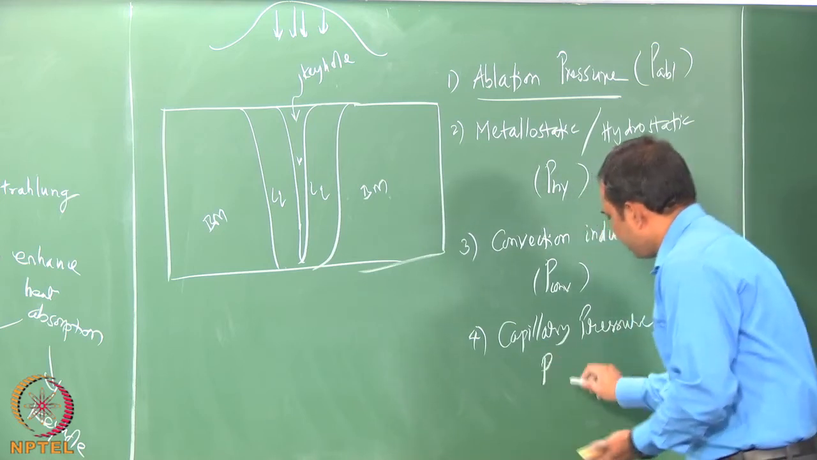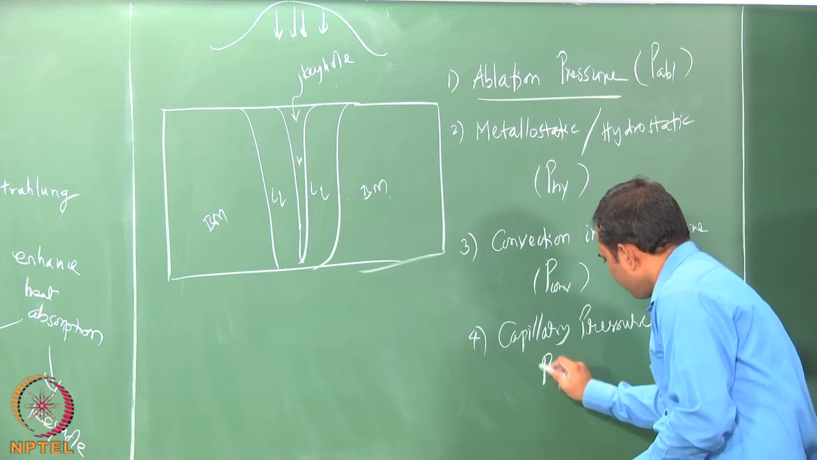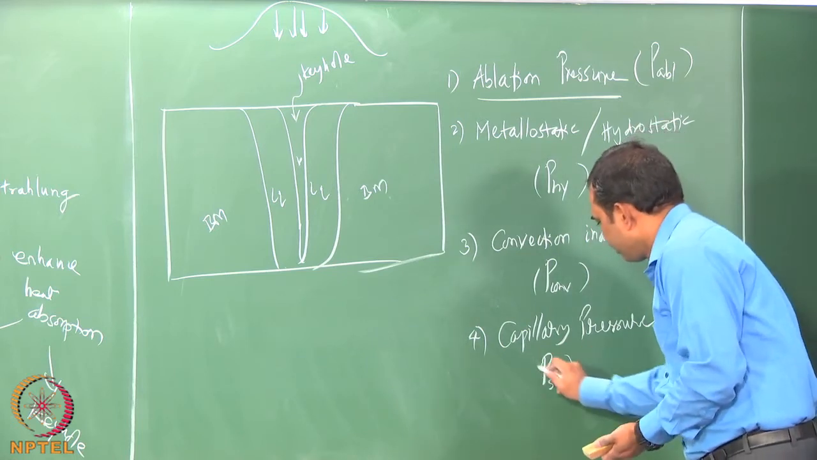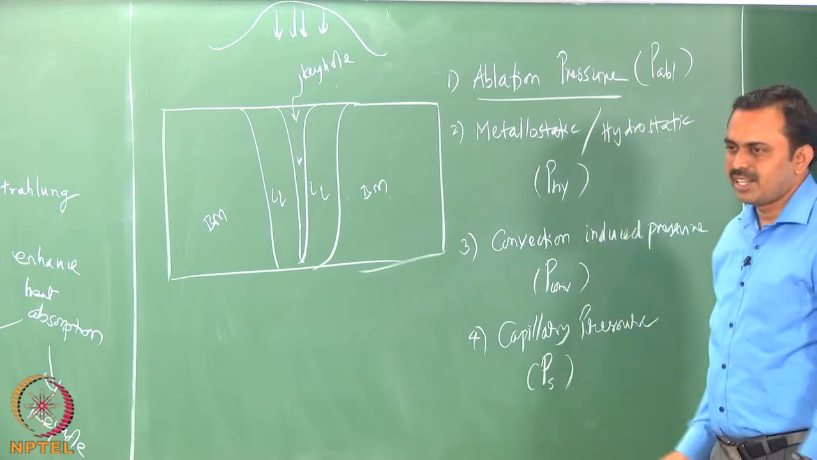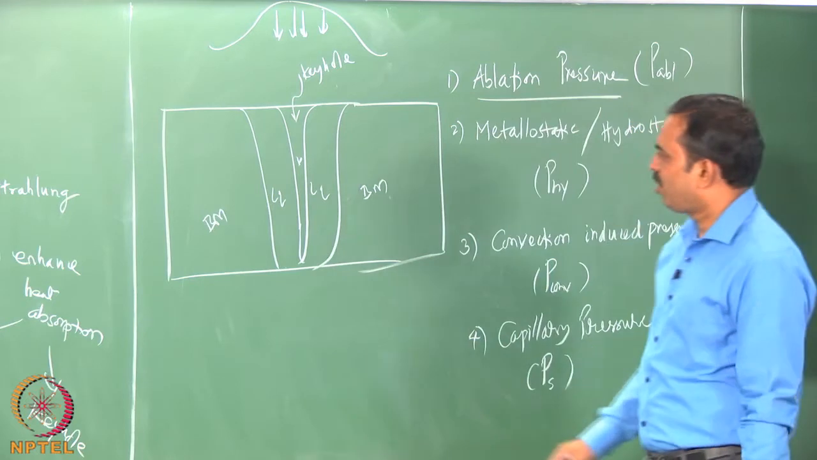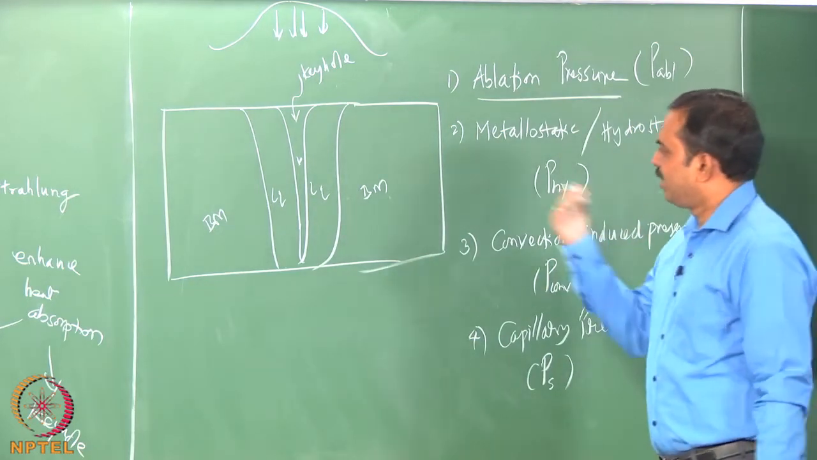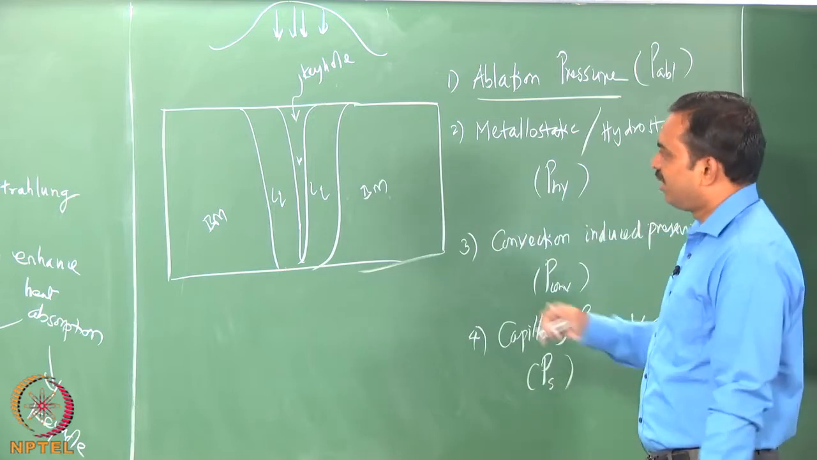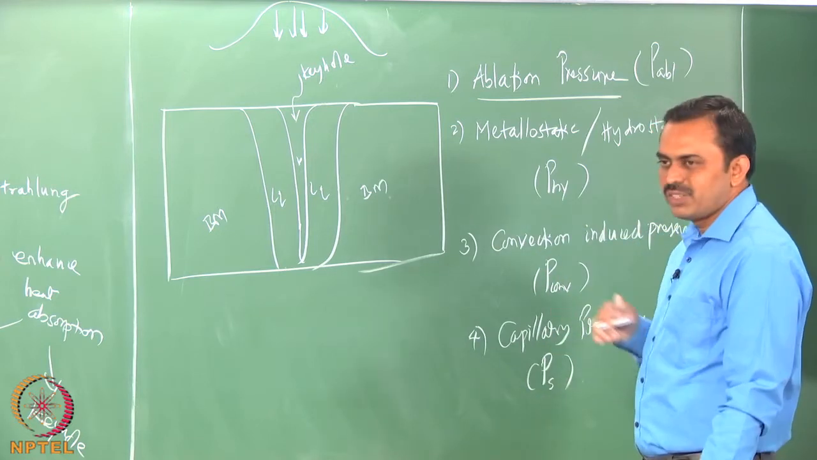So, you could think of this as the pressure because of surface tension. So, you would just put it as PS. Okay. So, there are these effects that are controlling whether the vapor column is stable or not, and whether the vapor column is actually going to survive and move ahead in the same way, so that through thickness welding is possible.